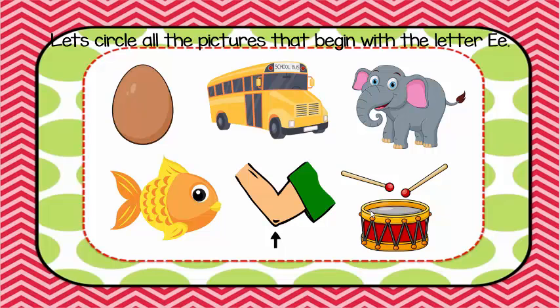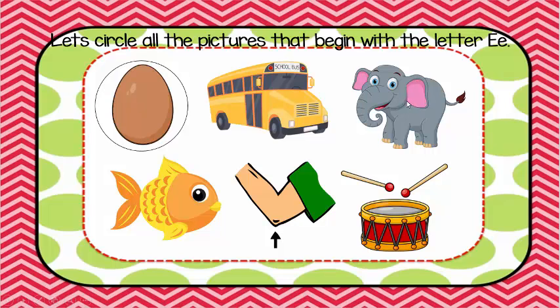Now let's have a look at these pictures and circle all the pictures that begin with the letter E. What is the first picture? It's an egg. Does this begin with the letter E? Yes, it does, so let's circle the egg. The next one is a bus. Does this begin with E? No, it doesn't. It begins with the letter B.